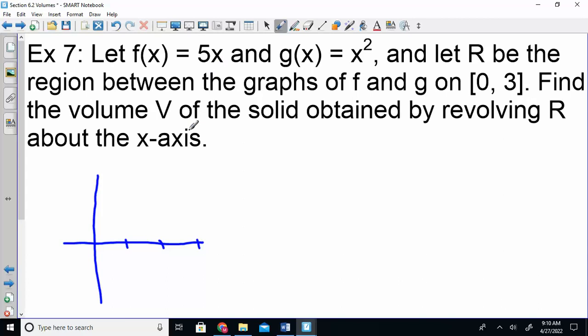Alright, if I plug in 0, I'm going to get 0. This is going to get kind of large.